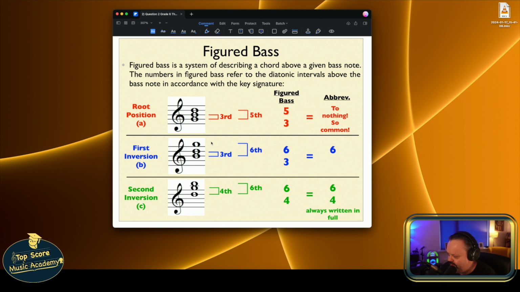First inversion chord, the next one, we've actually got the same chord, a GBD chord. So in the key of C major, this would be chord 5. But for first inversion, you can see that we're harmonizing a third and a sixth above that bass note, above that lowest note. So it's still a GBD chord, but B is now our lowest note. And of course then the figured bass is 6-3 for those types of chords, but to abbreviate that, you just write the number 6.